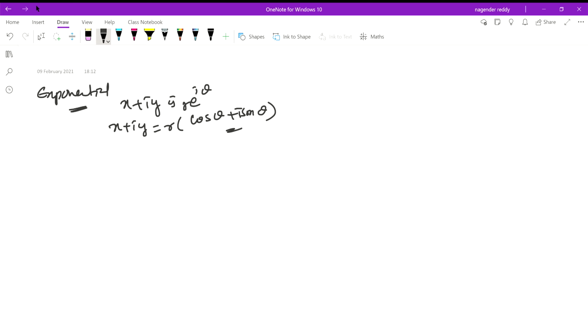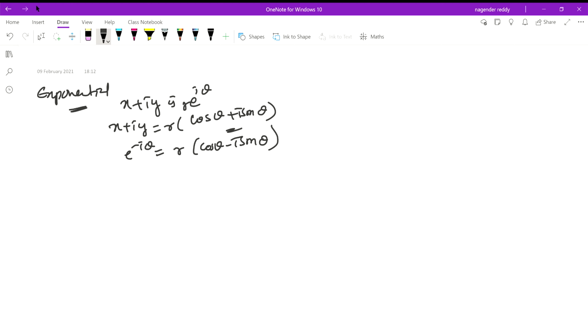Then we can go for e power minus i theta, which can also be written as r of cos theta minus i sin theta. You can follow this one also, no problem. We'll have some definitions that we'll discuss in the future. In the definition, we'll directly go for problems. Some problems we'll discuss today.